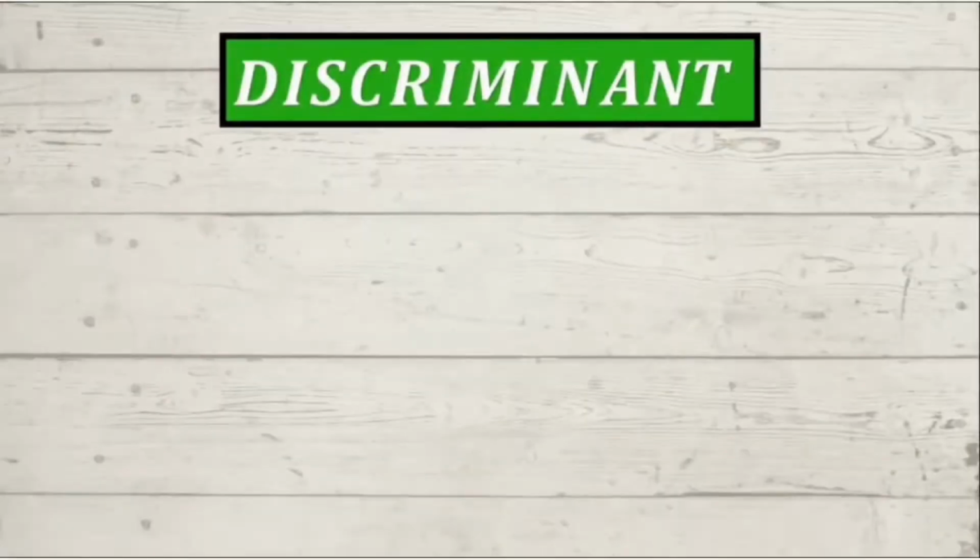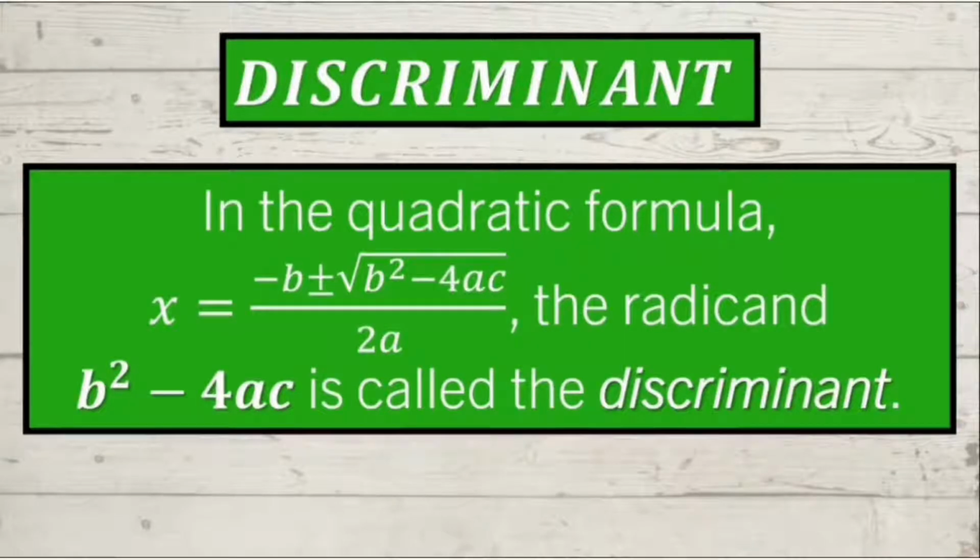For today's lesson, we're going to describe the roots of quadratic equations by using the discriminant. In the quadratic formula, x is equal to negative b plus or minus the square root of b squared minus 4ac over 2a. The radicand b squared minus 4ac is called the discriminant. From this, we can conclude in general that a quadratic equation has two solutions called roots of the quadratic equation.